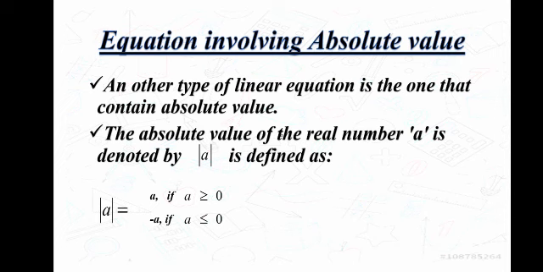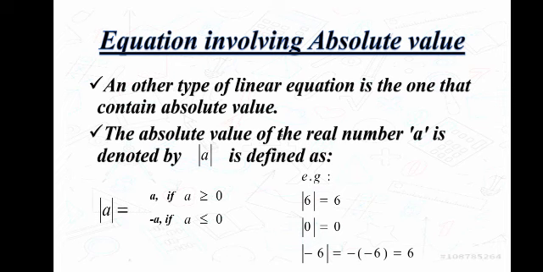So here absolute of A is equal to positive A if A is greater than or equal to 0, and negative A if A is less than or equal to 0. Here are some examples in front of you: absolute of 6 is equal to 6. Whenever you take the absolute of a positive number, it will remain positive. So absolute of 6 is equal to 6. If you take absolute of 7, it will give you 7. Then absolute of 0 is equal to 0. Why? Because 0 is a neutral number. So absolute of 0 is equal to 0.